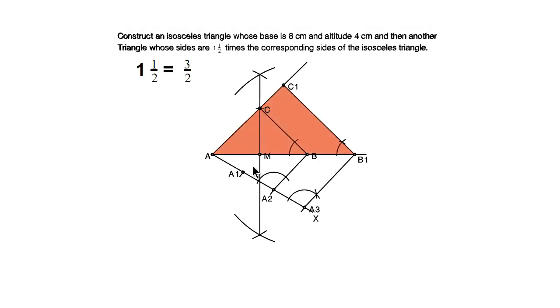So now triangle AB1C1 is the required triangle, which you can observe here in orange color, and you can observe it is greater than the given triangle because the ratio is of greater than 1 type. So that's it for now. In the next video I am going to solve one more problem based on similar triangles.